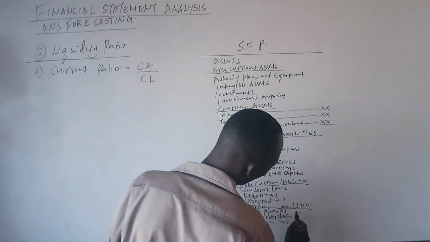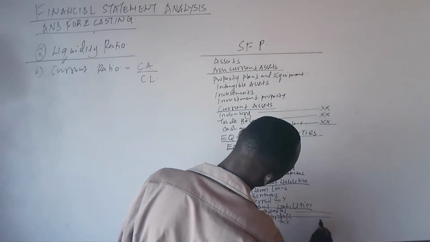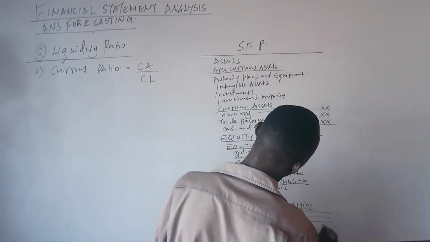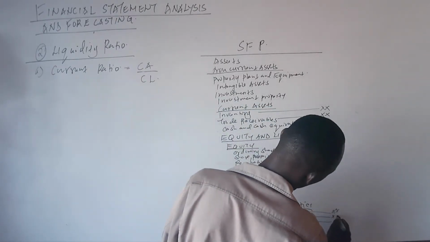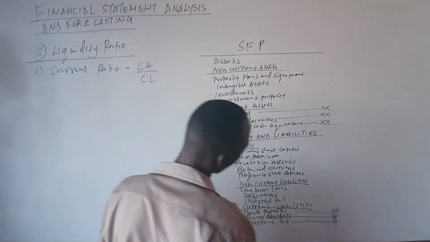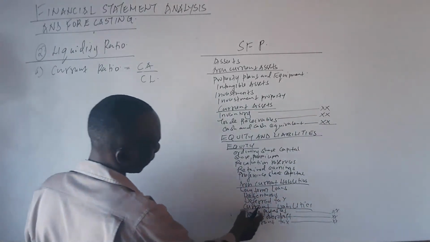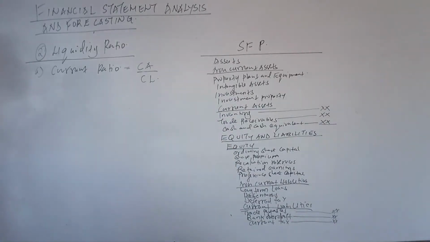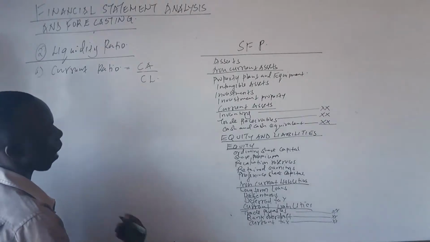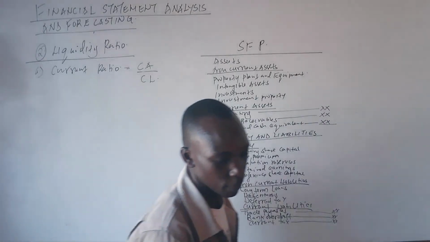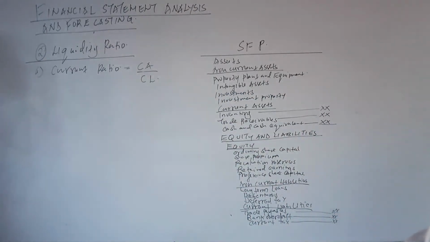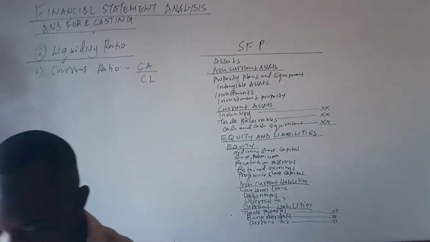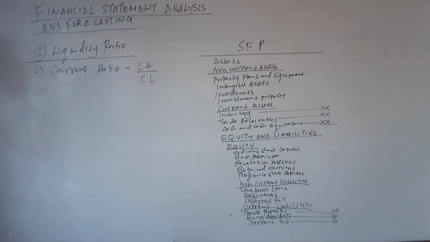And the current liability we will be talking about will be the trade payables, bank overdraft, current tax, if they are available, whatever is available under the current liabilities. You accumulate all of them, and then you see how many times the current assets are going to be able to pay the current liability. That's how you get it. Then from there, we go to the next one.